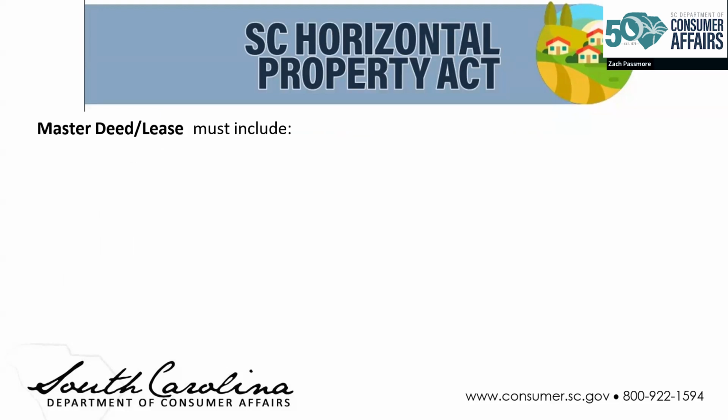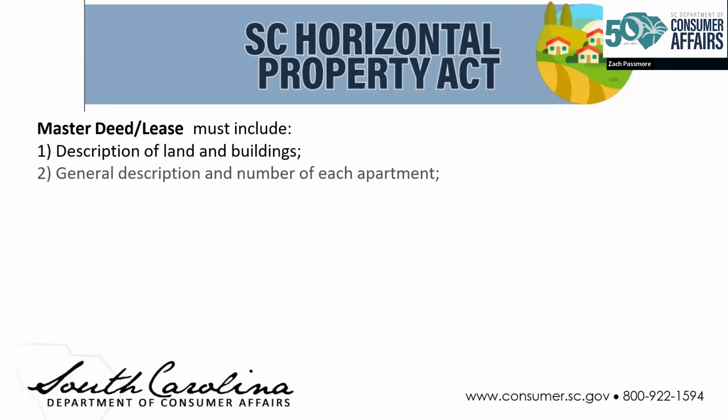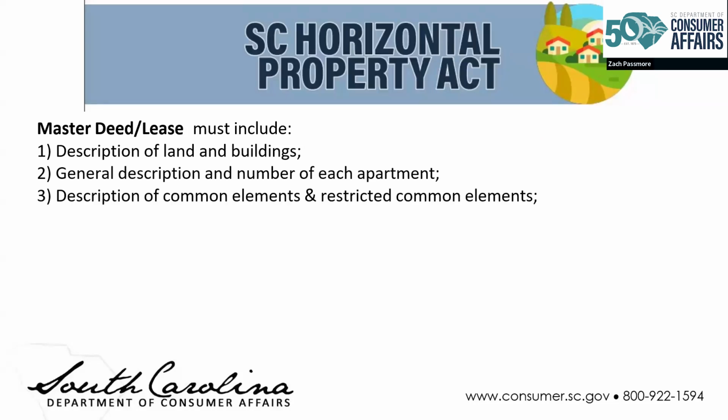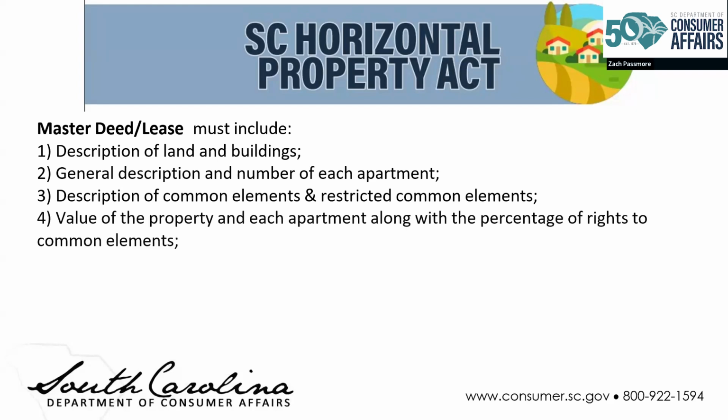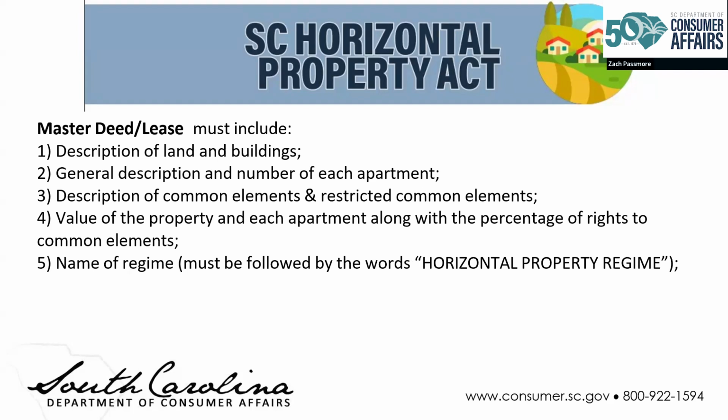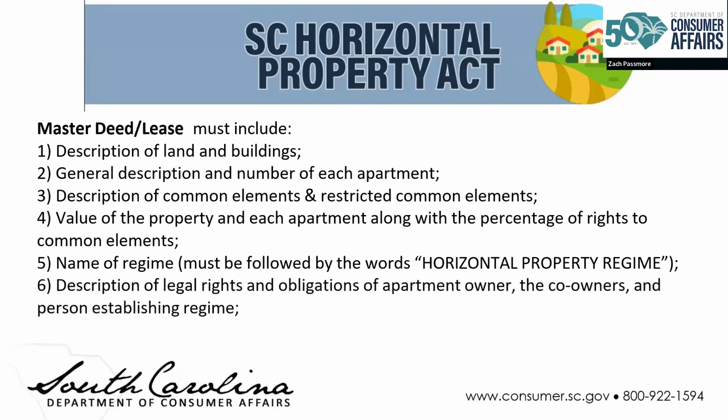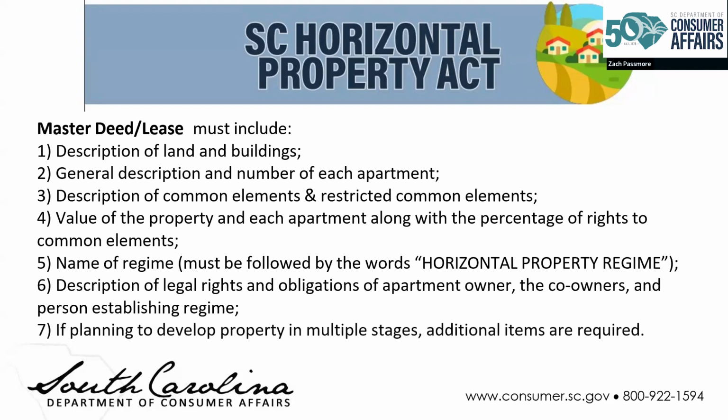The master deed or lease that they attach must include several things, such as a description of land and buildings, a general description and the number of each apartment, a description of common elements and restricted common elements, and the value of the property in each apartment, along with the percentage of rights to common elements. It must include the name of the regime, followed by the words horizontal property regime. And it must provide a description of legal rights and obligations of an apartment owner, the co-owners, and the person establishing the regime. If this is a situation where a property is being developed in multiple stages, there are additional items in the Horizontal Property Act that must be included in the master deed or lease.